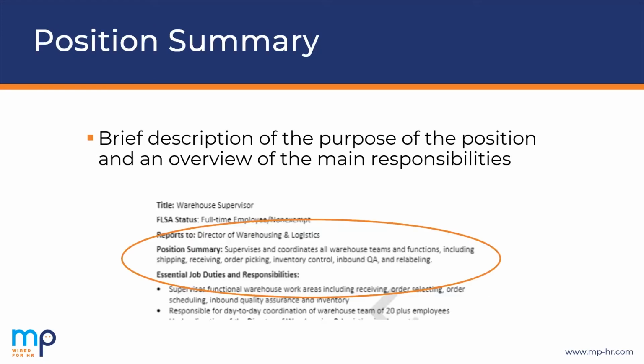All right, so we're getting there. We're now moving on to the position summary. So writing this is a brief description of the purpose of the position and an overview of the position's main responsibilities. This summary should be short and to the point, and it should be about 1 to 3 sentences maximum.